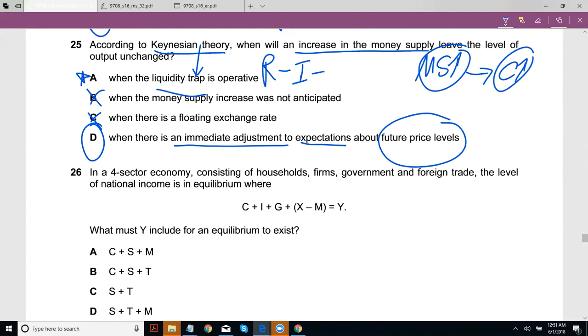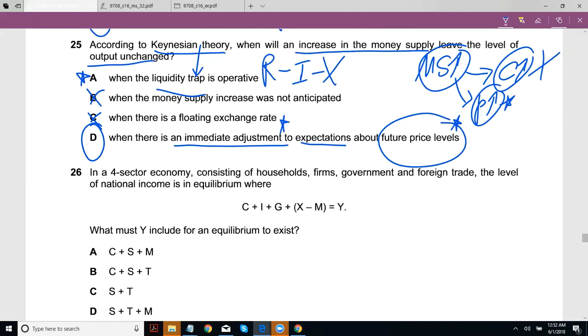Yeah, so I was looking at D, and the reason I'm inclined towards D is because if there are immediate expectations about future price levels, then an increase in money supply means that in the future price levels would be high. So if people just look at the future price levels, they would not consume as much, they would not invest as much. In fact, they would just say, okay, there's greater money supply now, but the price level is just going to increase later on. So we're not going to do anything, and that would leave the output unchanged.